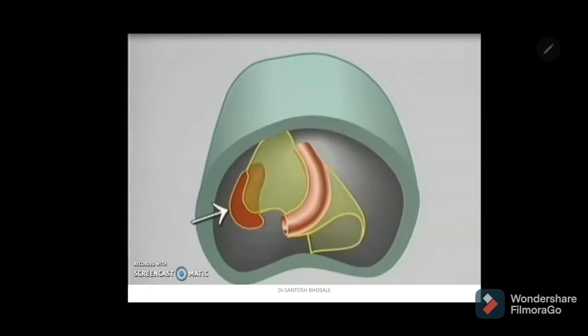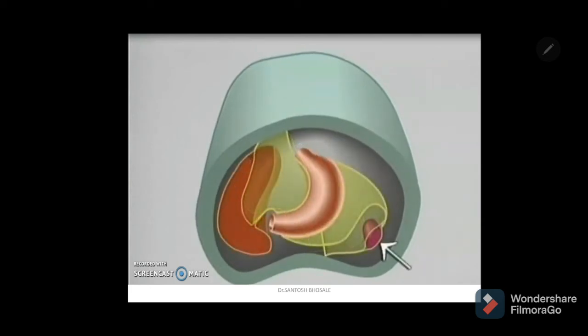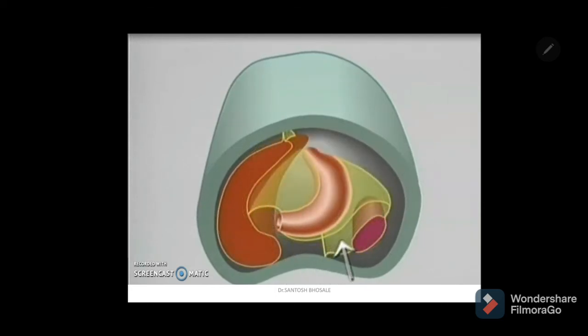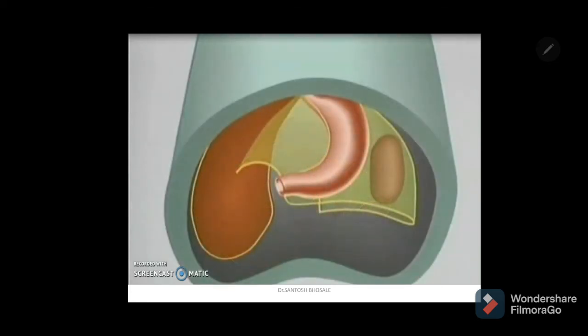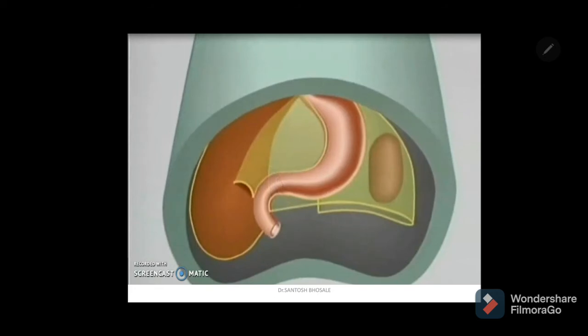Now if you see from the inferior side, you can notice the developing liver is in the ventral mesogastrium, the developing spleen is in the dorsal mesogastrium, and the stomach undergoes rotation. The part of the ventral mesogastrium between the liver and stomach is called the lesser omentum. This is the falciform ligament. This is the dorsal mesogastrium. It forms the greater omentum and also the gastrosplenic ligament. So this is how the stomach rotation happens.